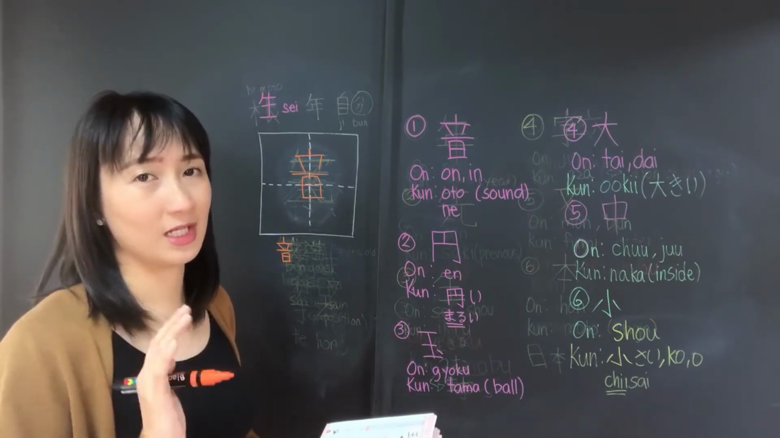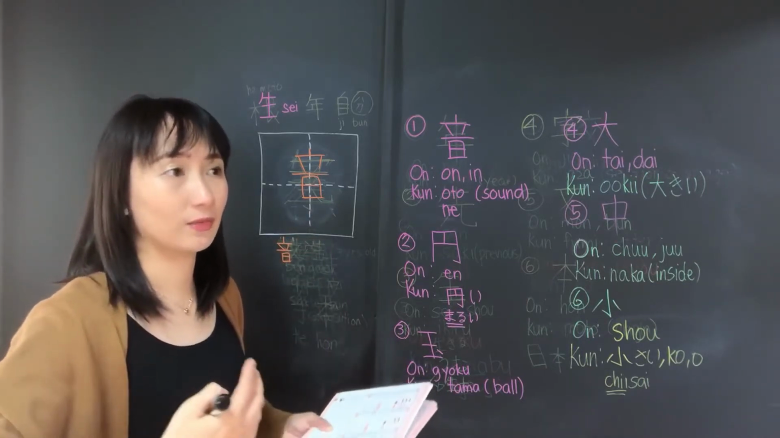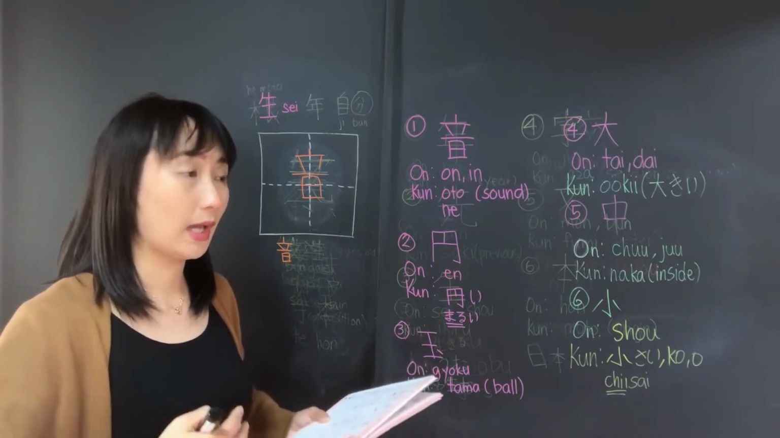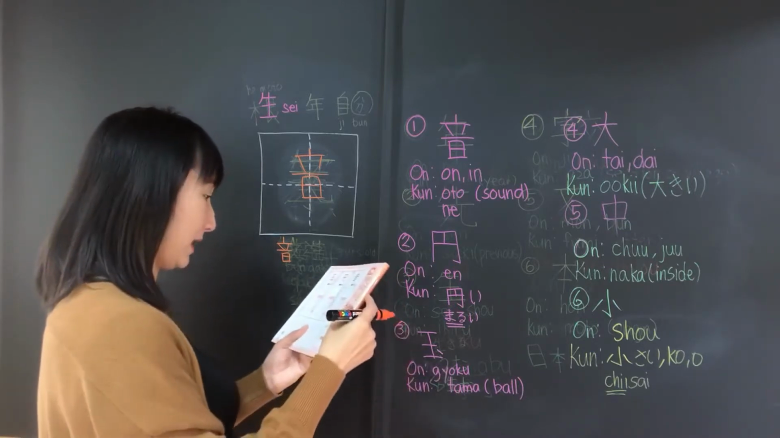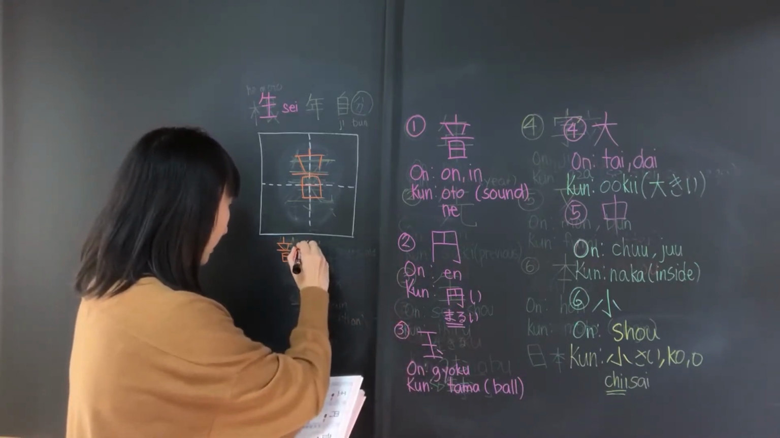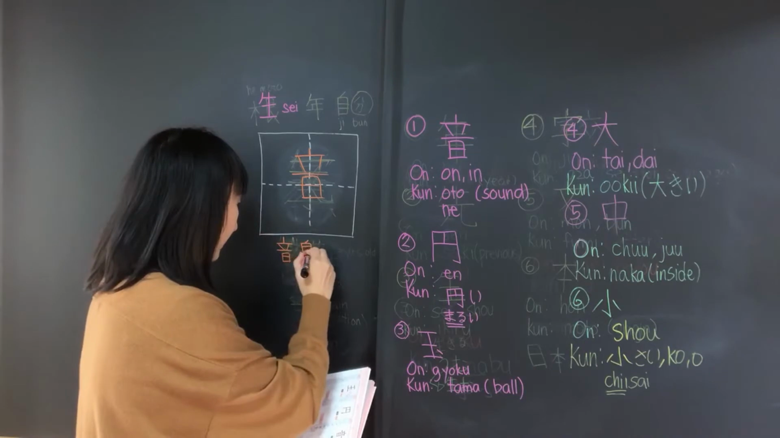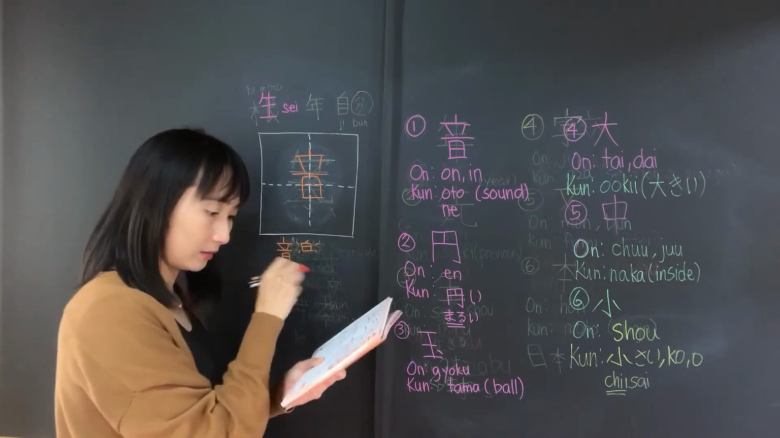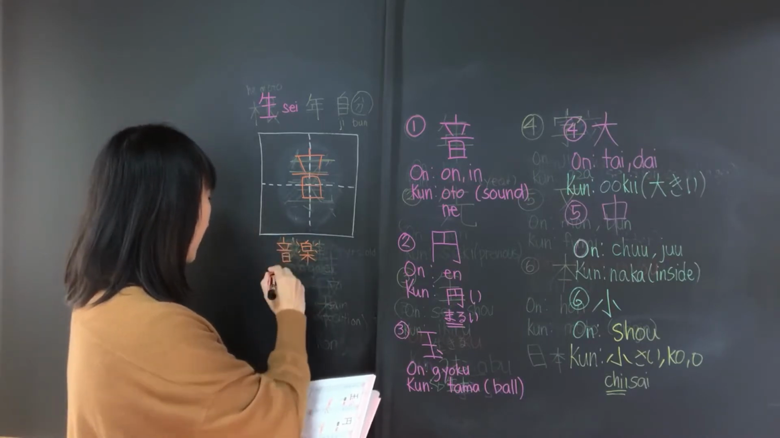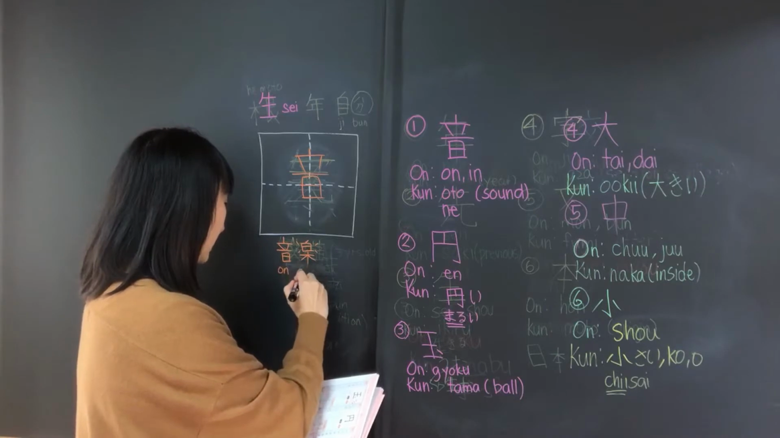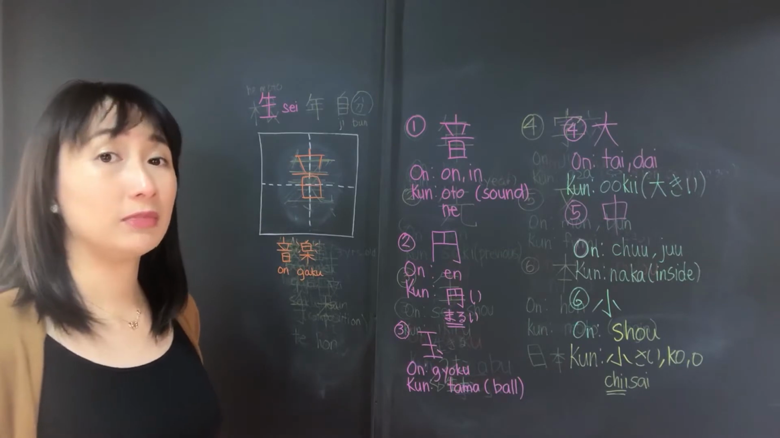Chigaimasu. Because the gaku in ongaku is the kanji for raku, or happy or comfortable. So this is how you write ongaku. Okay, so this one is ongaku. Can you see it? Ongaku means music.